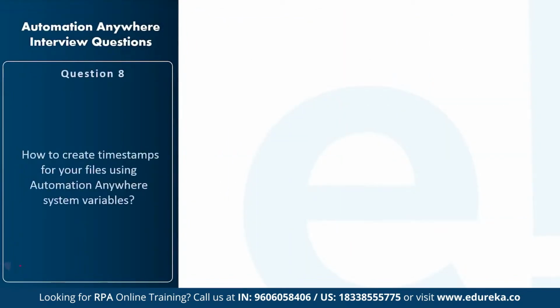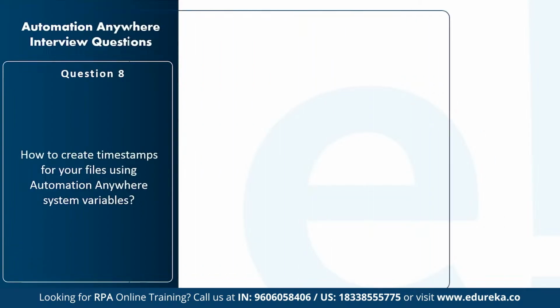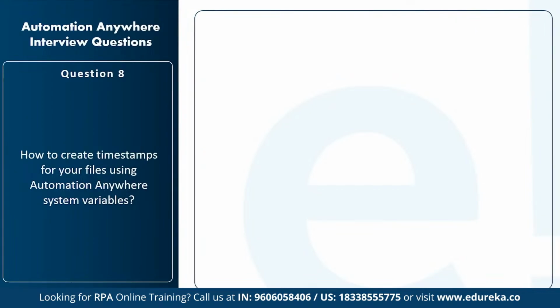Now let's move forward with our next question, that is how to create timestamps for your files using Automation Anywhere system variables. The system variables are basically the predefined variables in Automation Anywhere, and under the date and the time field, the most popular system variables are the year, month, day, hour, minute, second, and date. Now basically you can combine these variables to create a timestamp of your own choice.